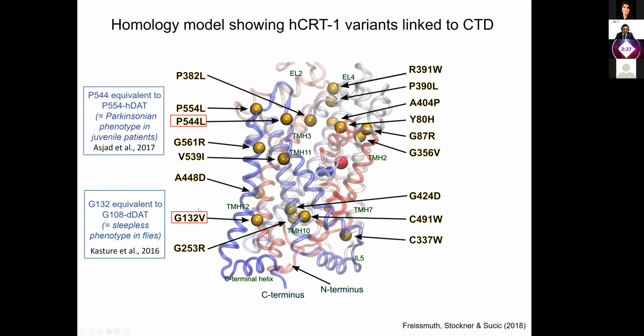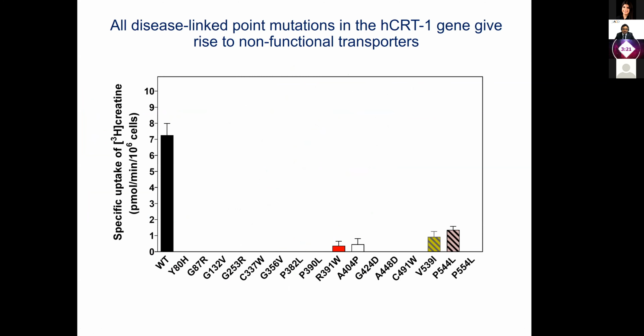So then we asked whether the approach that we used before can still be used for the creatine transporter as well. And you can see here, we asked the question, is it a loss of function mutation? So we tested 16 mutations and we saw very low uptake with all these mutations, which could indicate that these variants are loss of function variants.